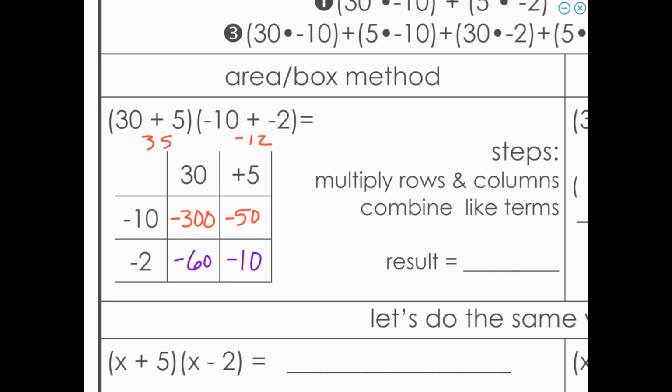So now we're going to add everything together. They're all like terms because they're all just plain numbers. There's no variables on them, right? So we've got all negative numbers. So what's my final answer going to be, positive or negative? Negative, because I'm adding them all. So what's 300 plus 50? It's 350. Plus 60 is 410. Plus 10 is 420. Yes.